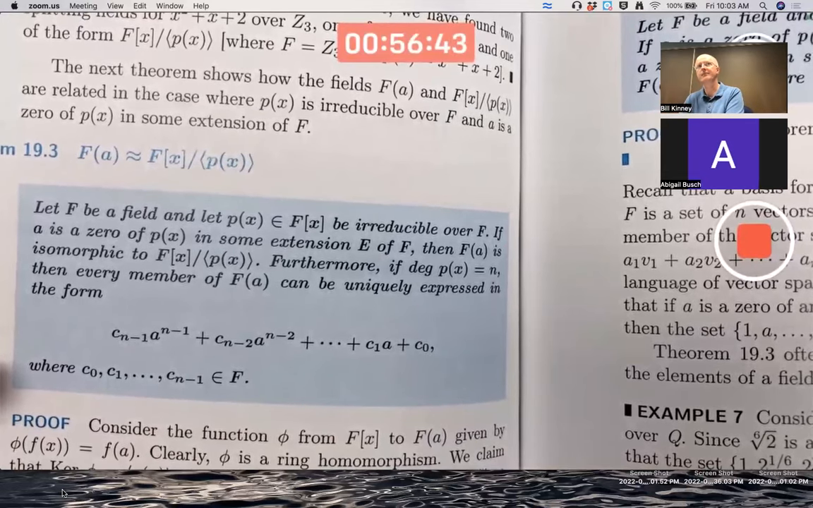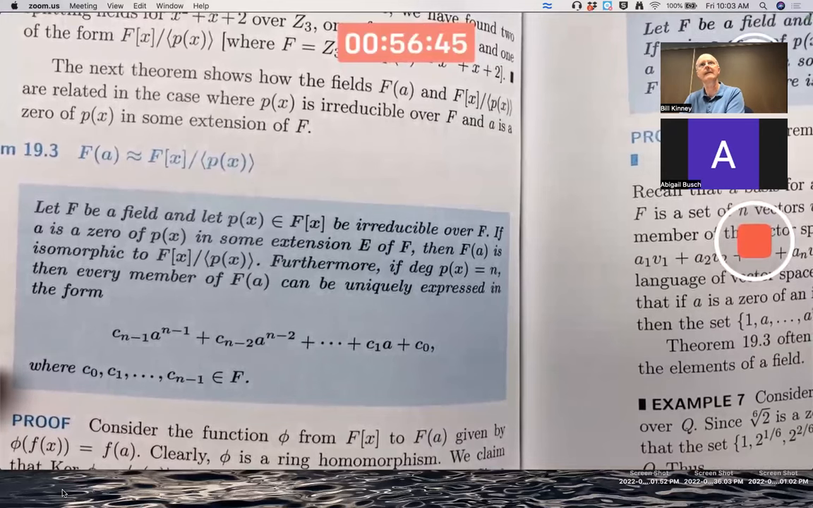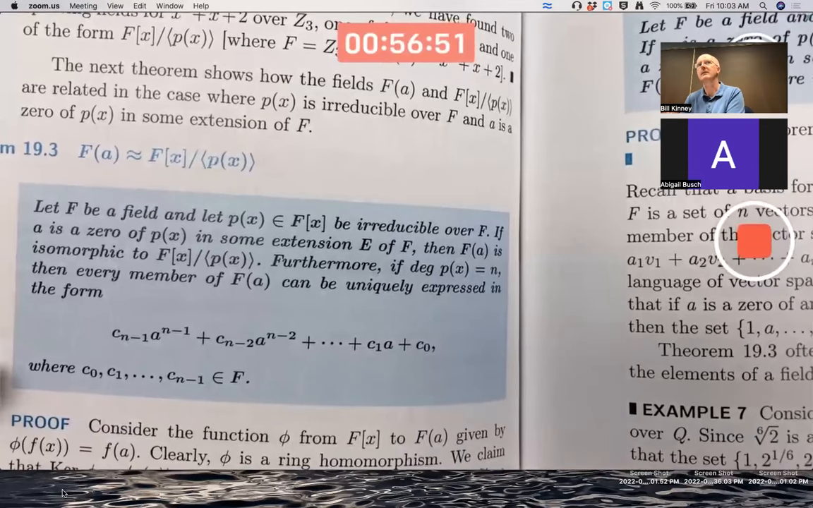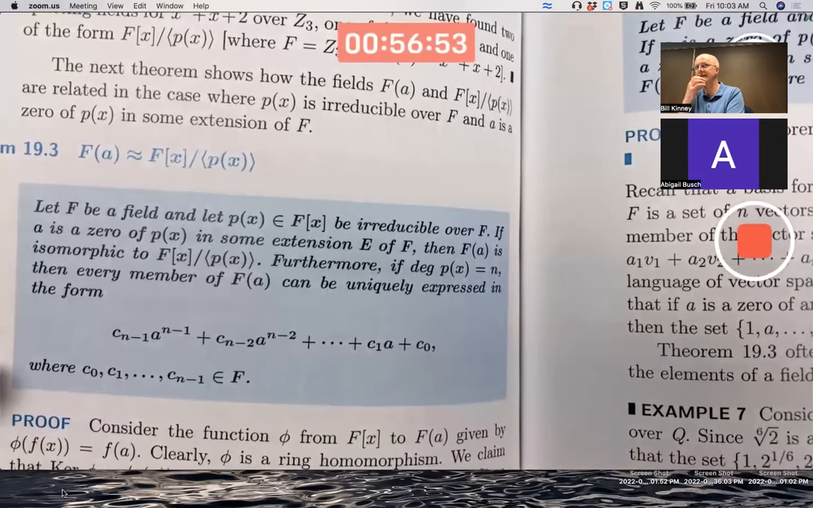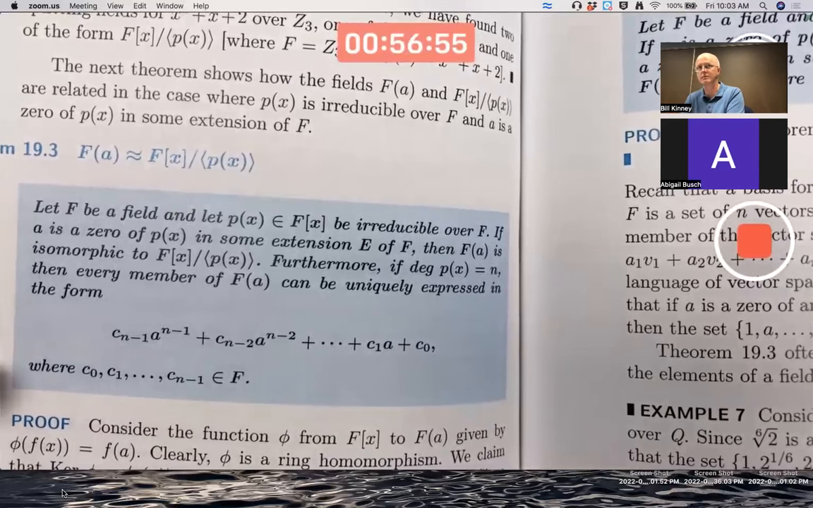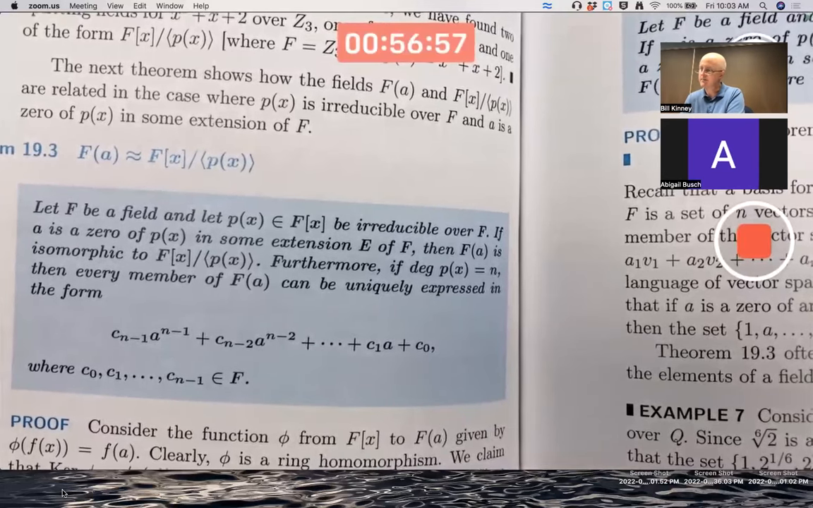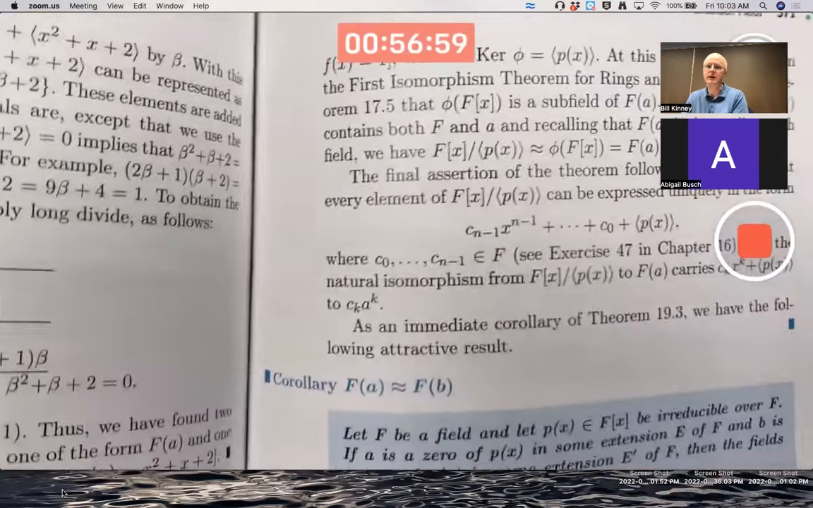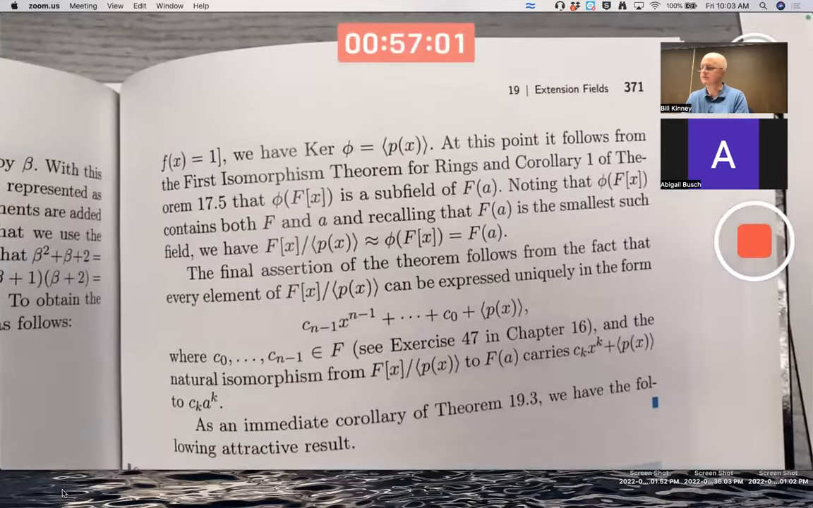Question? When you say there was stuff in chapter 19, is that chapter 19 in this book or the whole? Both. The old edition chapter 19 is the vector space stuff that I handed out to you. The new chapter 19 used to be chapter 20 in the old edition, extension fields.